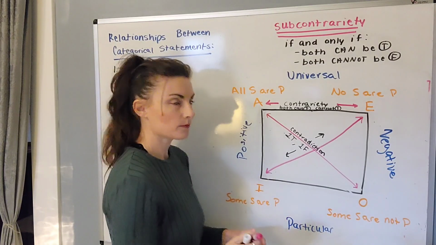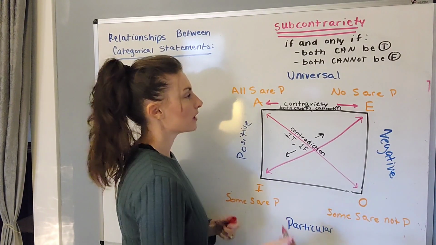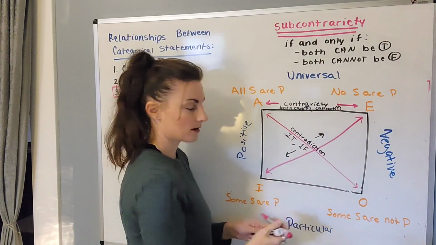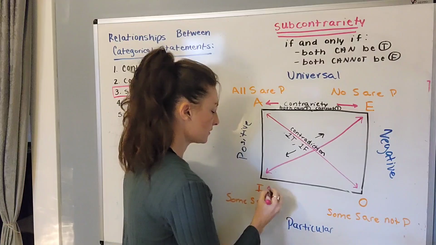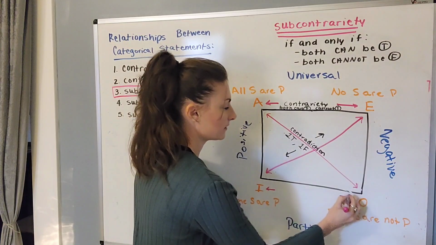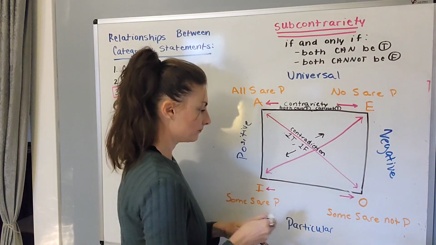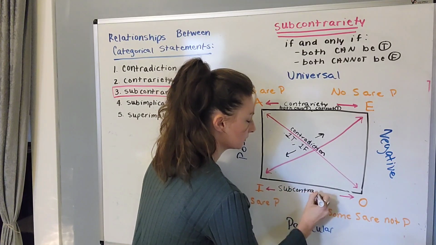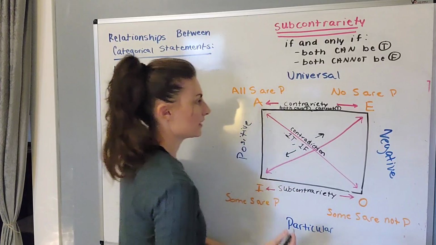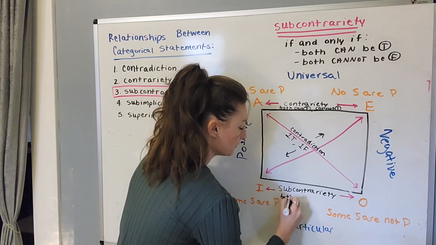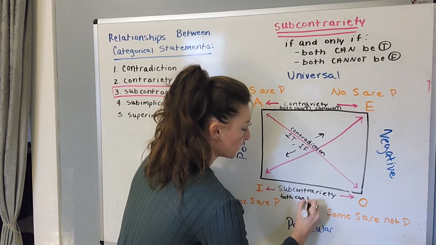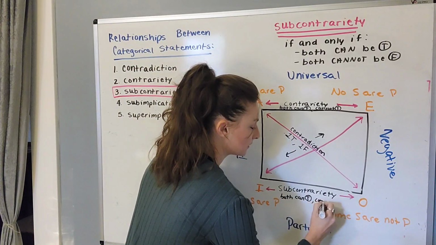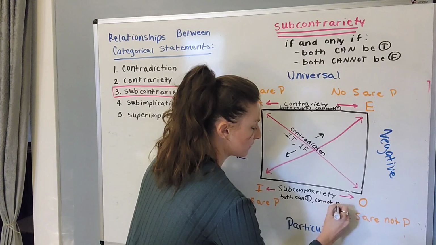So subcontrariety, remember sub means below. So subcontrariety is going to be below contrariety. Instead of universal, it's going to be talking about our particulars. So subcontrariety is dealing with I and O. And it is the opposite. So these both can be true, but they cannot both be false.